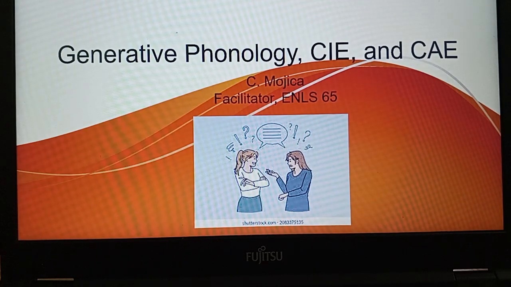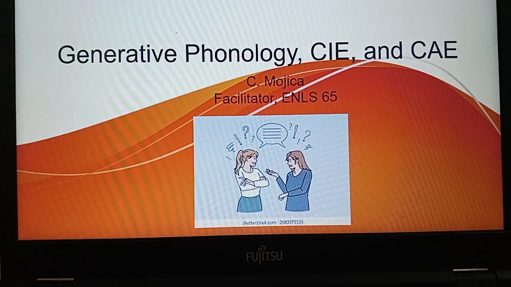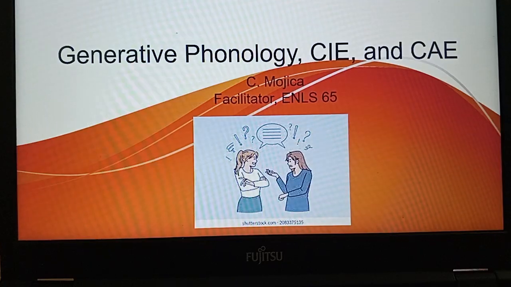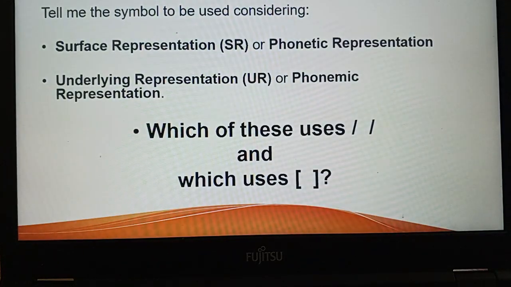A pleasant day, everyone. For today, we will be talking about generative phonology, contrast in identical environment, and contrast in analogous environment. Okay, so let's recall.